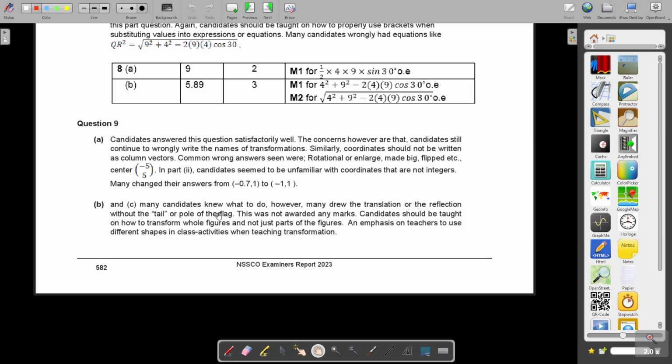And C, many candidates knew what to do. However, many draw the translation or the reflection without the tail or pole of the flag. That was not awarded any marks. Candidates should be taught how to transform whole figures and not just part of the figures. An emphasis on teaching to use different shapes in class activities when teaching transformations. So a flag, a rectangle, a little bit different, so that they're not getting used to only one shape.